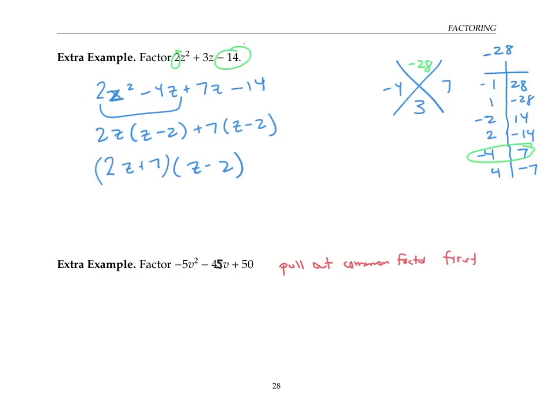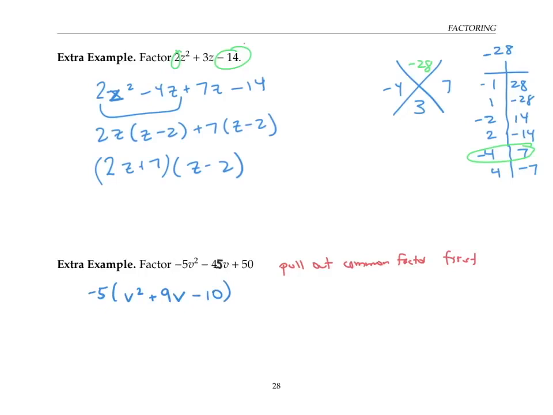Again, it would work if I forgot to do this, but it would be a lot more complicated. So negative 5v squared, this becomes plus 9v, since 9 times negative 5 is negative 45, and this becomes minus 10 since negative 10 times negative 5 is positive 50.